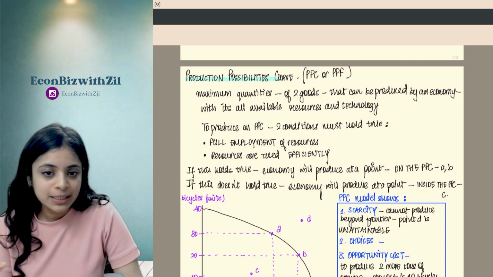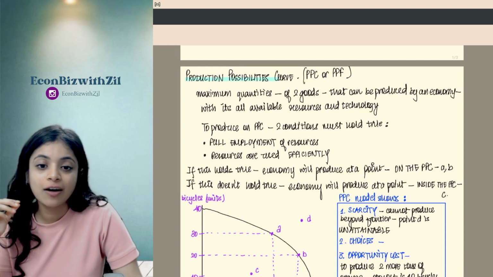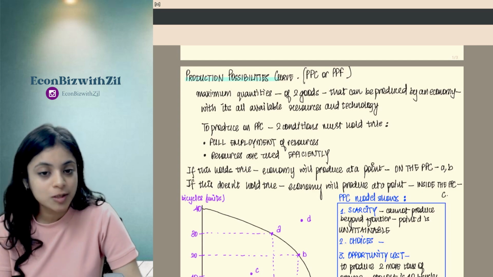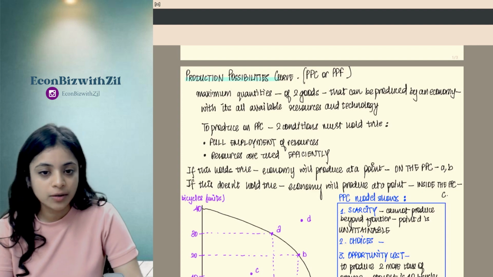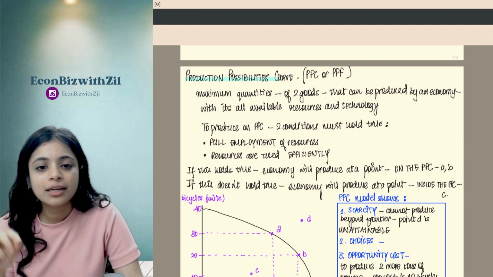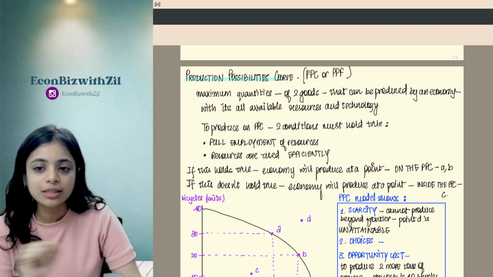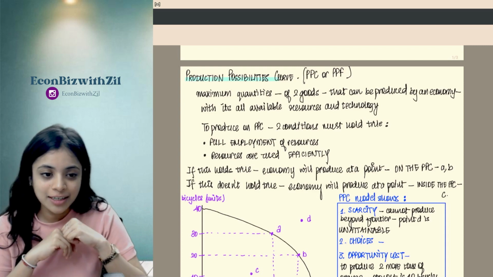So, what's a PPC? PPC is the maximum quantities of two goods that can be produced by an economy with all its available resources and technology. This is what a PPC really represents. Again, repeating: the maximum quantity of two goods that can be produced by an economy with its available resources and technology.